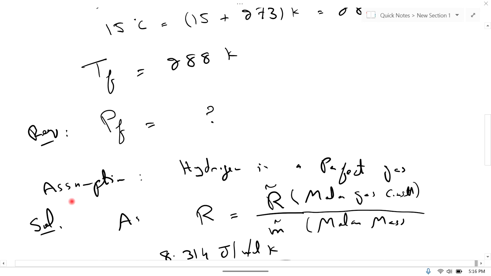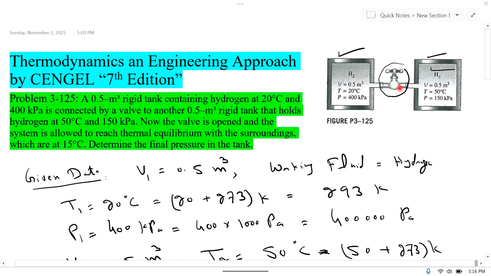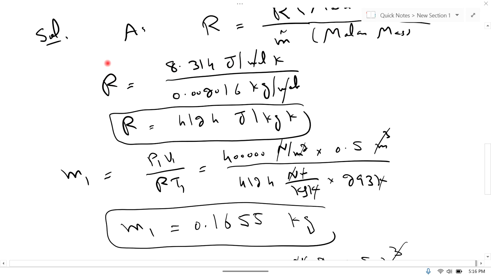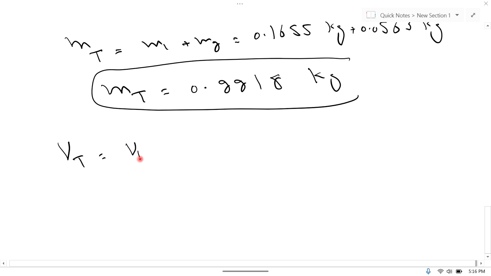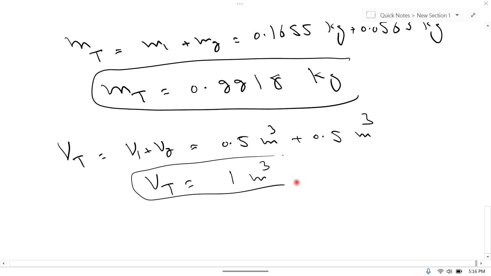Now total volume. When we open the wall, then the total volume will be the volume of the first tank and the volume of the second, because the hydrogen will be mixed with each other and it will go to thermal equilibrium. So total volume is equal to V1 plus V2, which is equal to 0.5 cubic meter plus 0.5 cubic meter. So total volume is equal to 1 cubic meter.